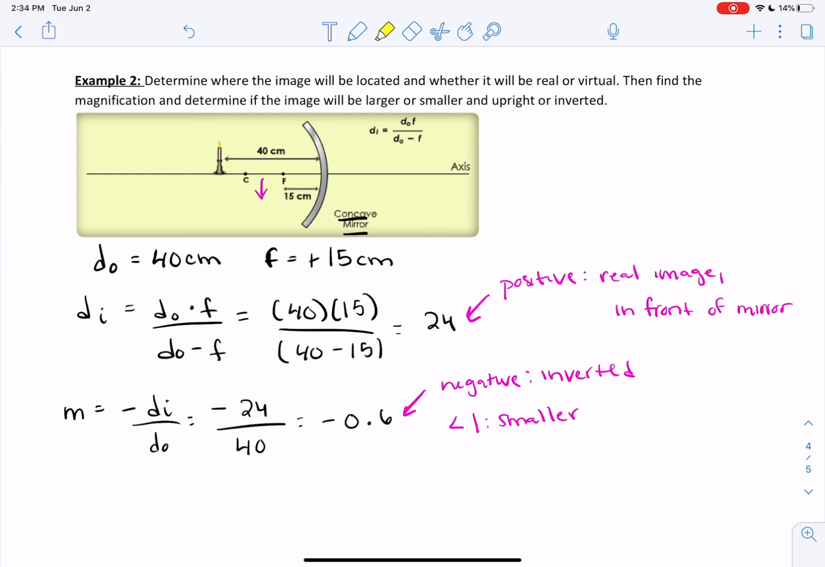So be able to use this thin lens equation and magnification equation. And we're going to practice tomorrow. Let me know if you have any questions.